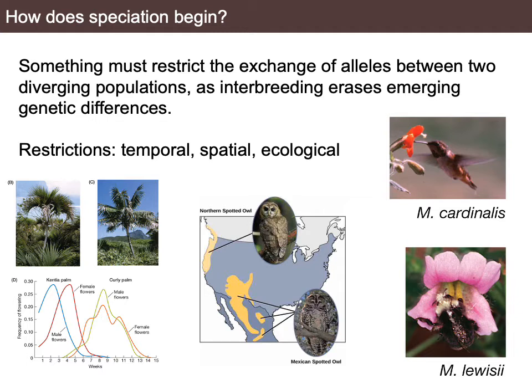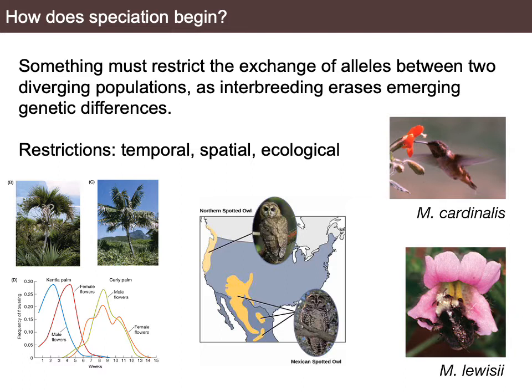Look at these spotted owls in the bottom image. If owls are flying from Arizona to California and California to Arizona and taking with them alleles, are these two populations going to become different genetically? No. If they're exchanging alleles, then they're going to be the same species. So something has to prevent this exchange of alleles.